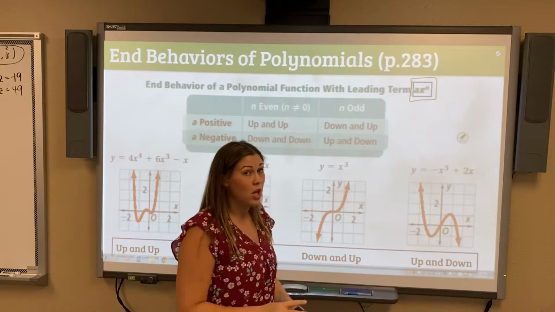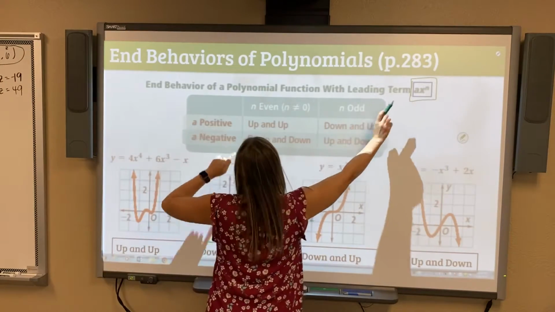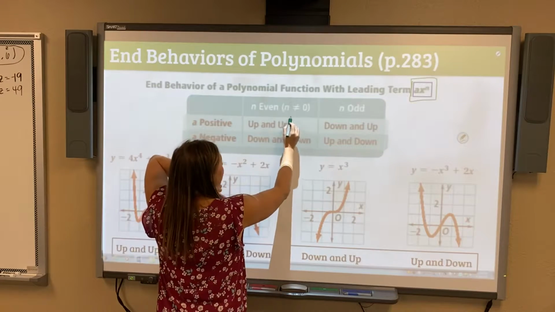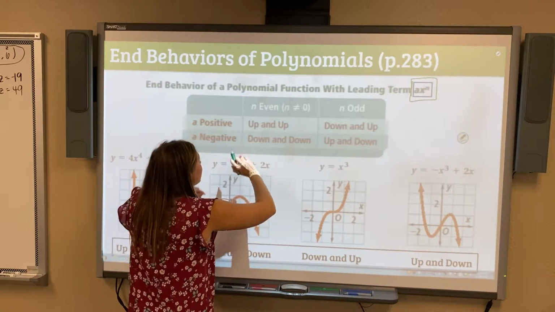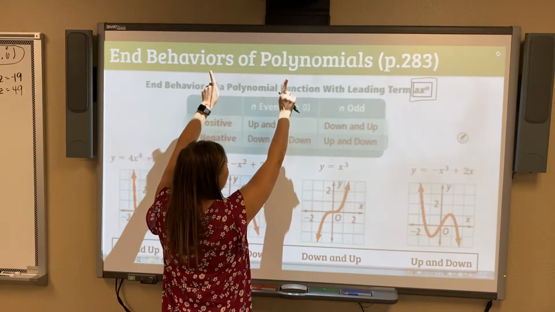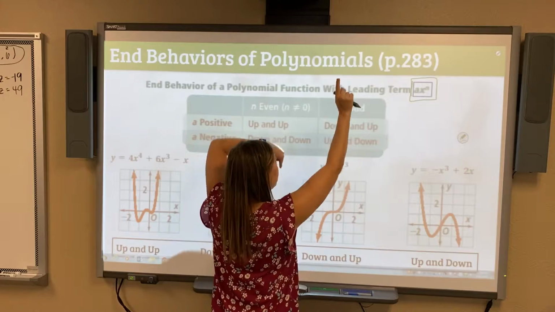So that tells us a lot about our graph. If a is positive, that means, if n is even, they both end up, and if n is odd, they're opposite, so it starts down and ends up.